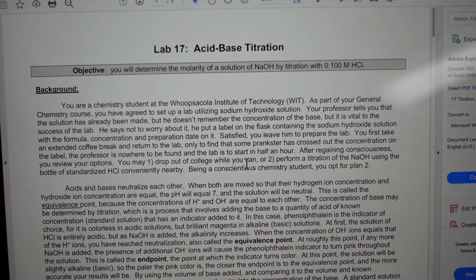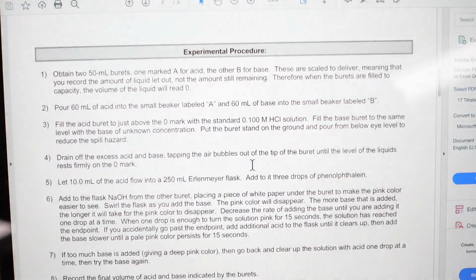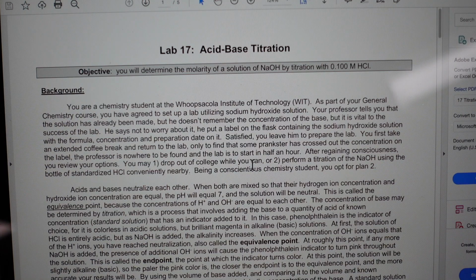So here's the premise behind the lab. You are a chemistry student at the Whoopsacola Institute of Technology. As part of your general chemistry course, you have agreed to set up a lab utilizing sodium hydroxide solution. Your professor tells you that the solution has already been made, but he doesn't remember the concentration of the base, but it is vital to the success of the lab. He says not to worry about it. He put a label on the flask containing the sodium hydroxide solution with the formula, concentration, and preparation date on it. Satisfied, you leave him to prepare the lab.